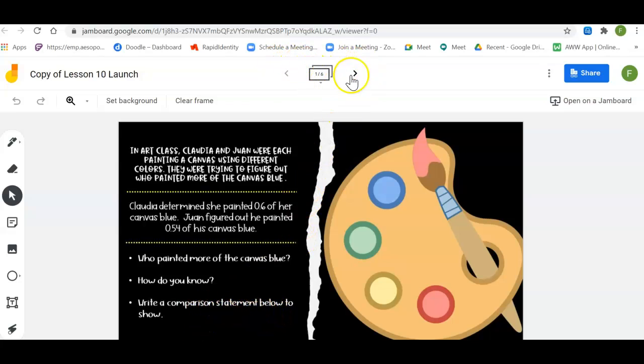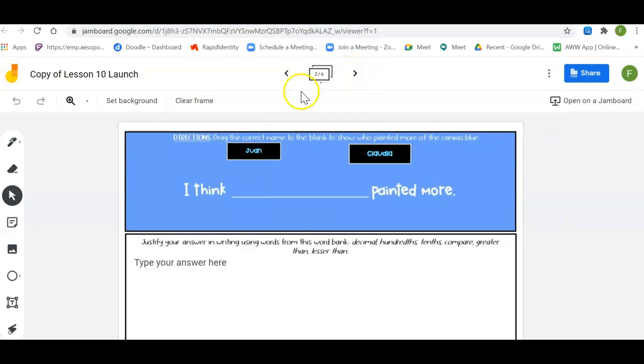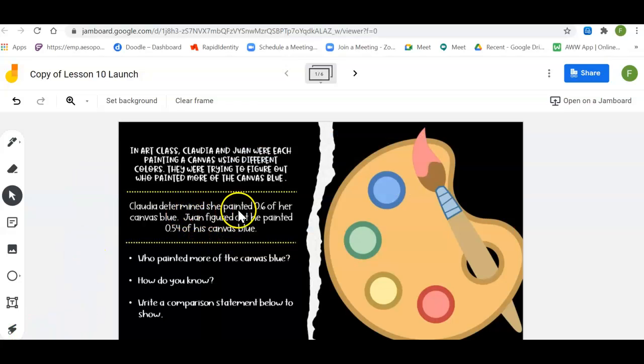Now, this is slide number 1, so we're going to go to slide number 2, and this is where we're going to be able to compare even more. And I want you to be able to pause the video, and I want you to try to work on the problems first. All right, so we were comparing Claudia, who painted 6/10 of her canvas blue, and Juan painted 54/100 of his canvas blue.